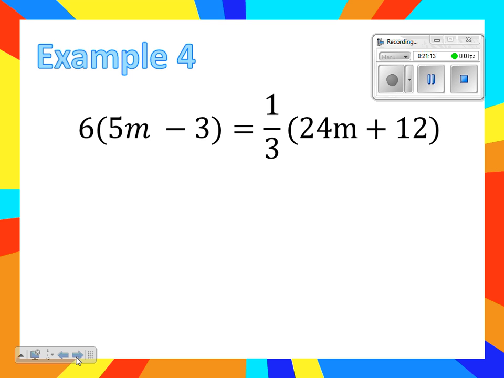Parentheses. What do I mean by parentheses? I'm going to distribute 6 to the 5m and 6 to the negative 3. Do I do 6 to anything else? No, because it's just that set of parentheses. Okay, then I'm going to do 1/3 to the 24m, and then 1/3 to the 12.